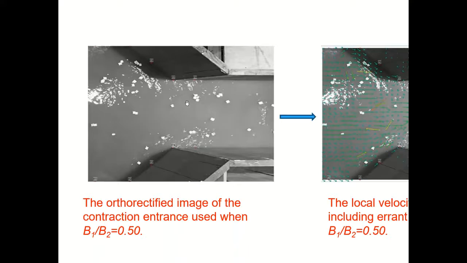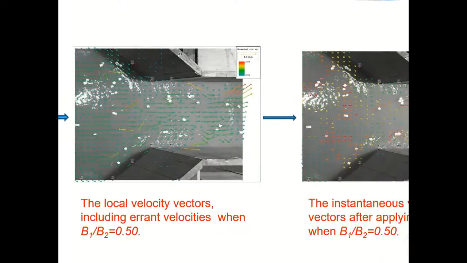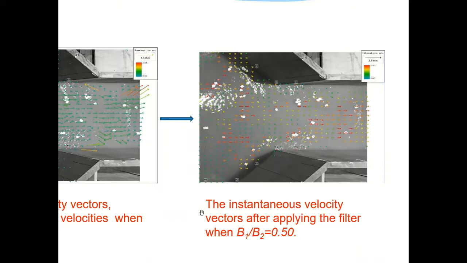Here is an example of an orthorectified image. The next step is calculating the instantaneous velocity vectors. Here is an example of instantaneous velocity vectors. As you can see, it includes some ground velocities with wrong directions and magnitudes. So we need to apply a filter on the magnitude and the direction of the velocity vectors. Here are the instantaneous velocity vectors after applying the filter.